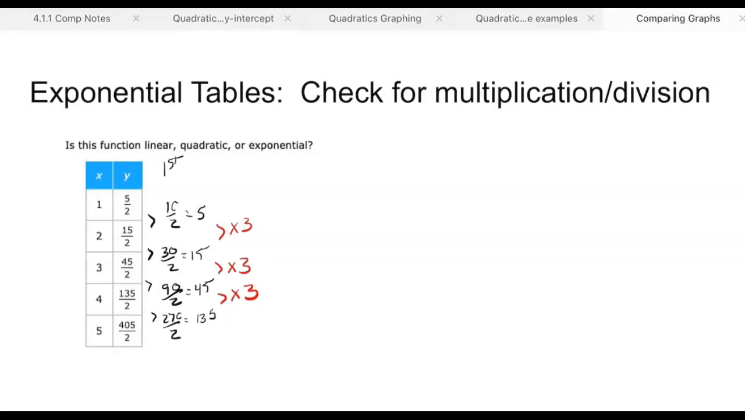Okay, so when we are looking at a table to determine if it's linear, quadratic, or exponential, if the first difference is a constant for addition or subtraction, then we automatically know, yes, we have linear. If the second difference is a constant for addition or subtraction, we have quadratic. But if we see that we are multiplying to get from one term to the next, and we have a constant multiplication factor, then it is an exponential.